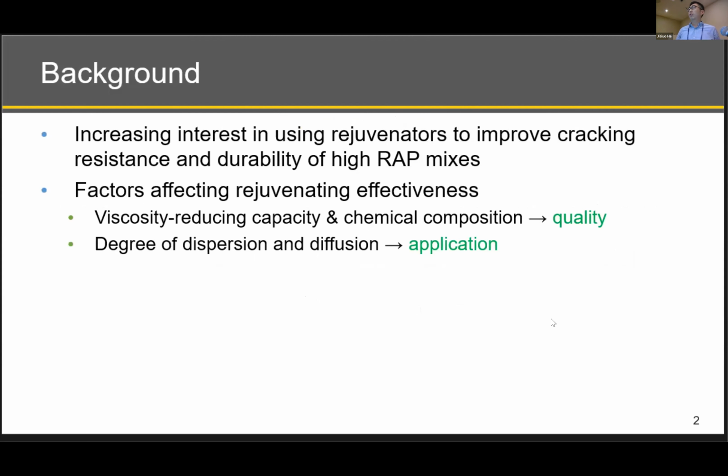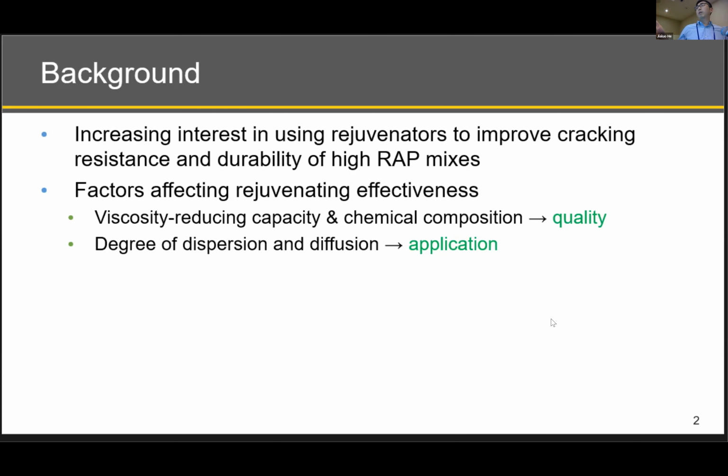Before I get started, I'd like to share some background information. As we all know, the use of RAP provides significant economic and environmental benefits. But at the same time, asphalt mixtures containing high RAP content could have durability issues because those binders are very stiff, brittle, and do not have good relaxation properties. Over the years, there has been increasing interest in using rejuvenators, which is a chemical-based additive that can rejuvenate the rheological and, in some cases, chemical properties of the asphalt binder.